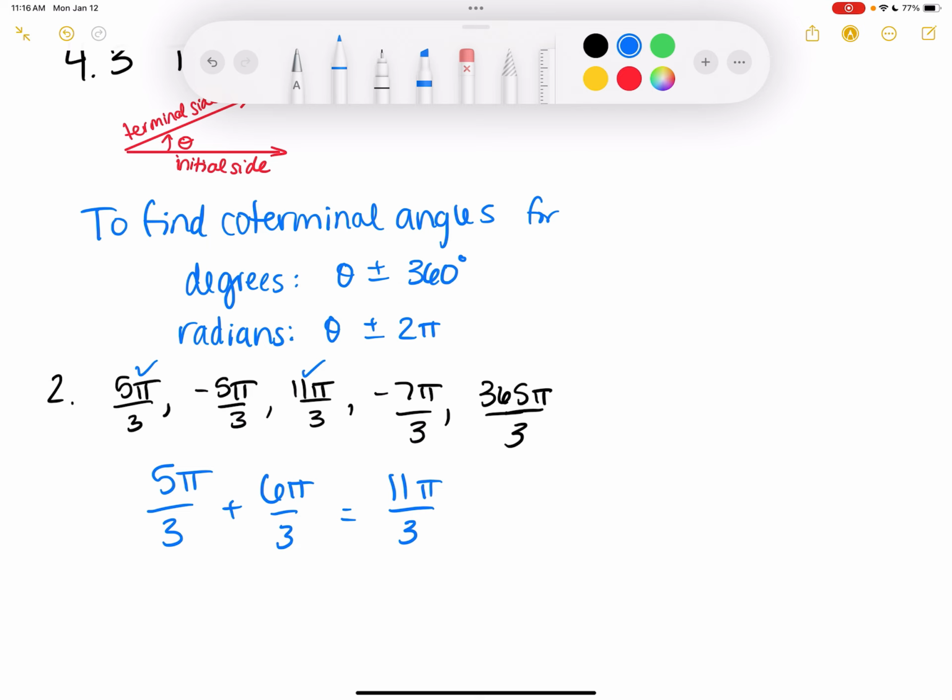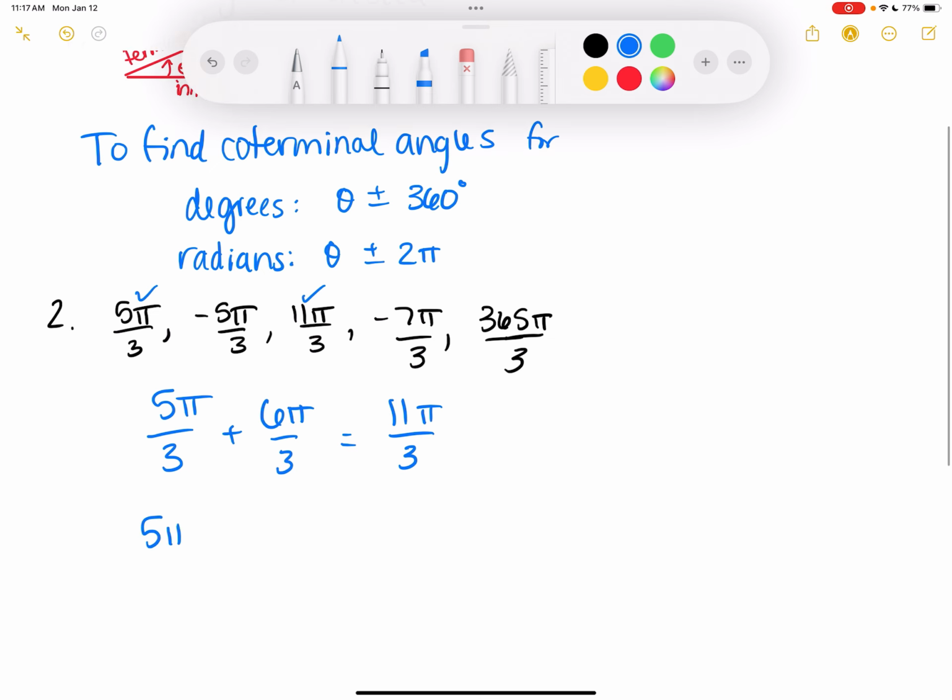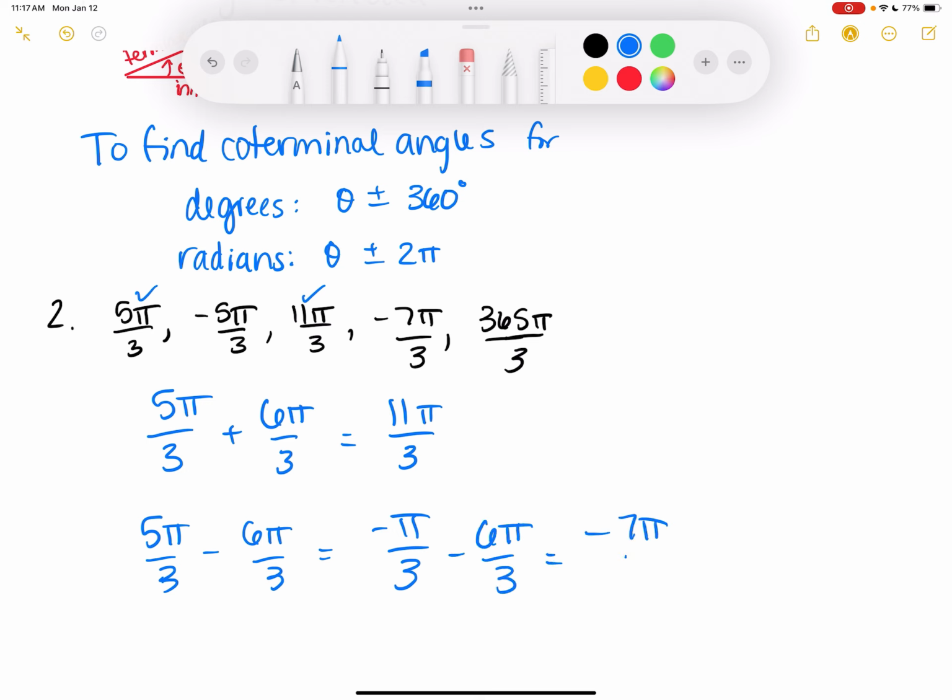Okay. So next thing I'm going to do, because, again, this is a pretty big number, I'm going to subtract 6 pi over 3 and see what happens. And then I may have to do it again. So 5 pi over 3 minus 6 pi over 3 gives me negative pi over 3. So that's also coterminal, but that's not one in my list. I'm going to subtract 6 pi over 3 again, and I get negative 7 pi over 3. So that tells me, since negative pi over 3 and negative 7 pi over 3 are coterminal, that tells me right away that this one is not. So then I would be able to say negative 5 pi over 3 is not coterminal.